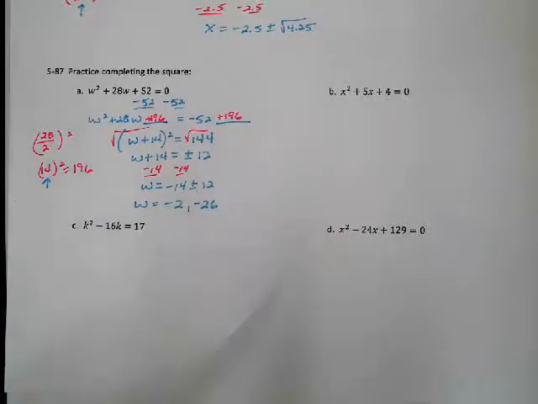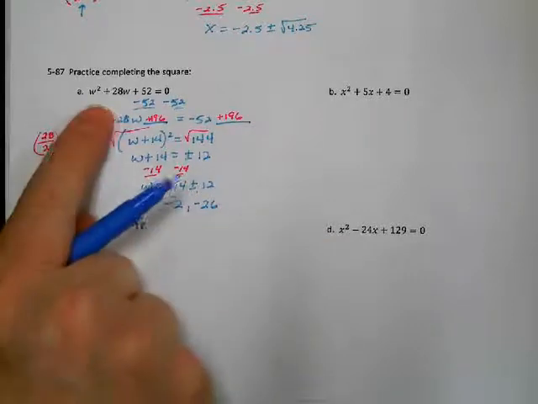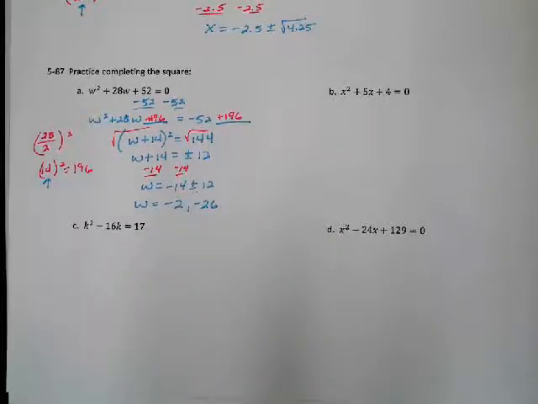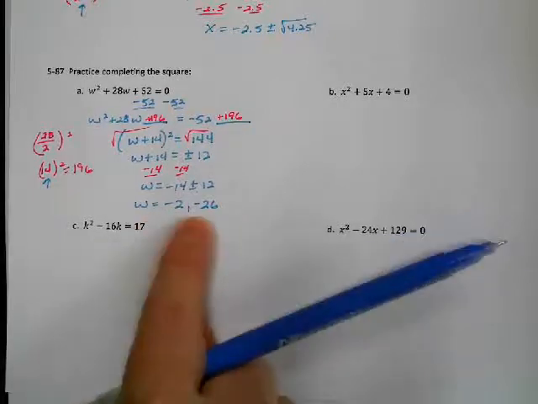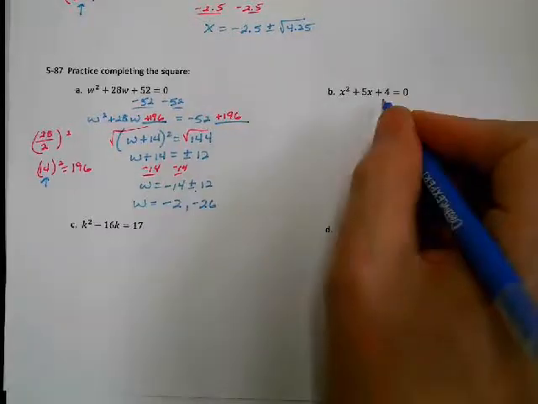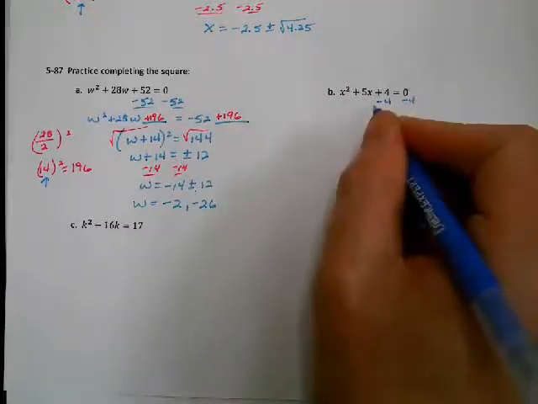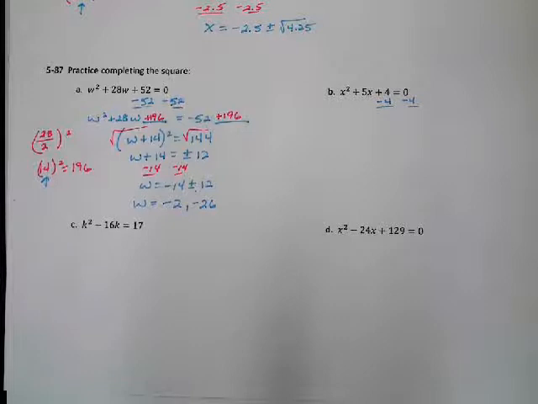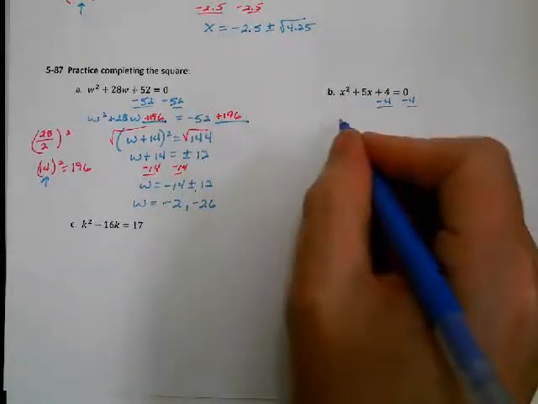Now, if you would have factored this and then solved using the principle of zero products, you'd see that you get the same answer. That might have been a faster way to do this one. Next one, we subtract 4 from both sides. And we get x squared plus 5x.